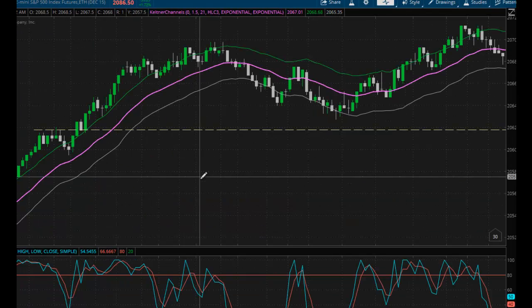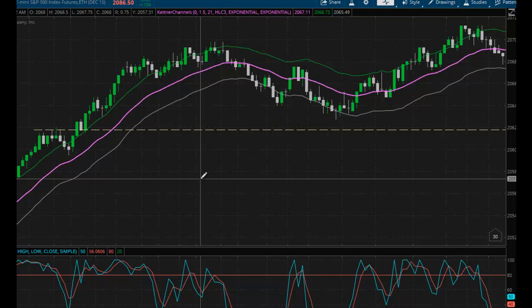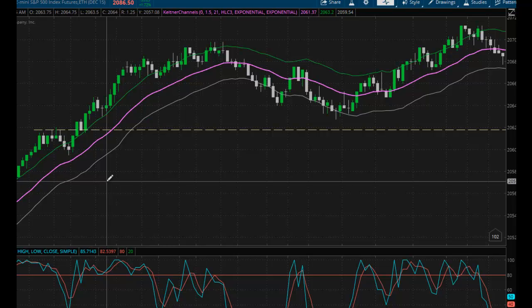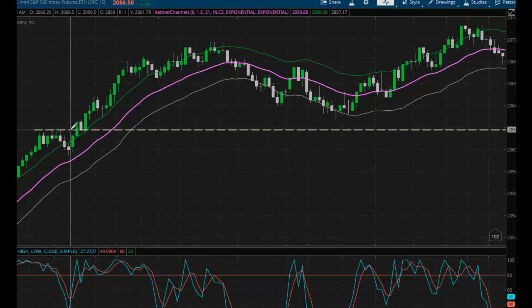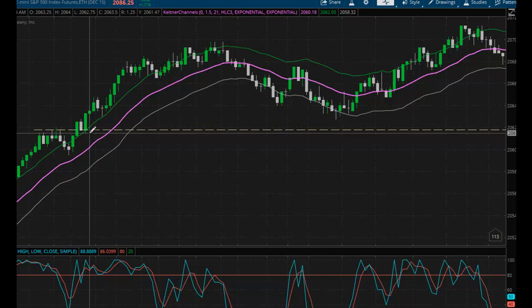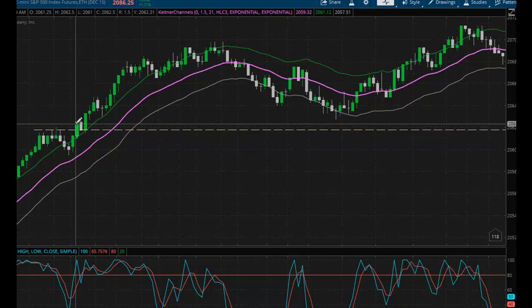Now I use a 377 tick chart with a Keltner channel with a 21 period exponential moving average and a 1.5 ADR to separate the bands. So if we go back here, we see that this is our A up point right here. Right here price gets above it, and this is at 9:44 in the morning.